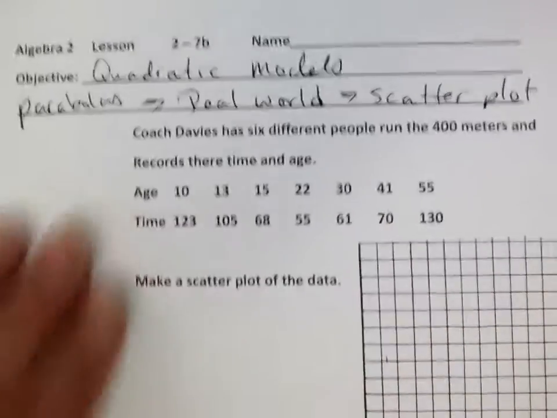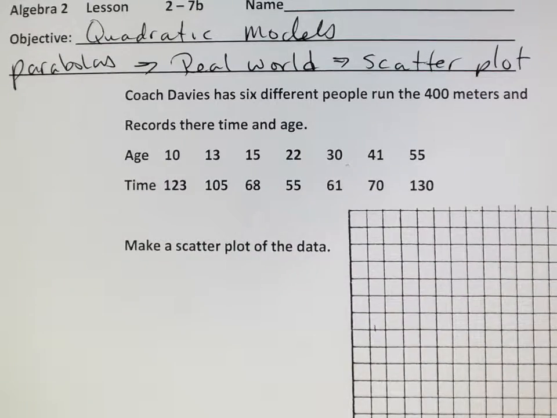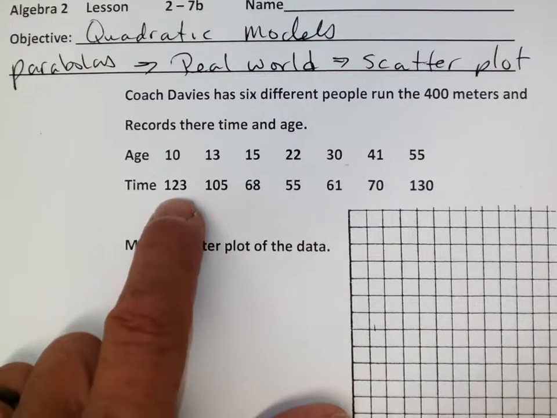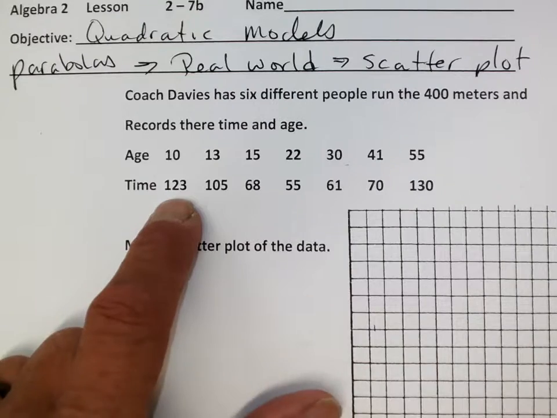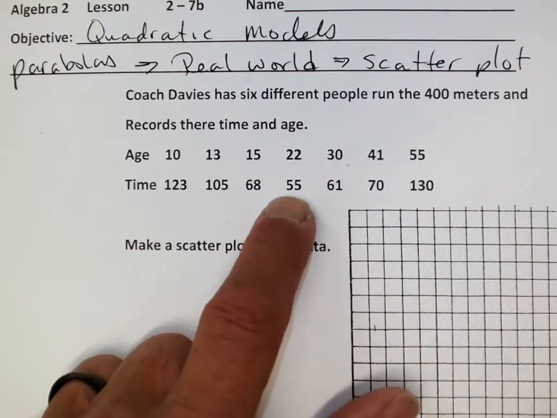I am a track coach, so here we go. Coach Davies has 6 different people that run the 400 meters, and here's their time and their age: a 10-year-old, a 13-year-old, 15-year-old, 22-year-old, a 30-year-old, a 41-year-old, and a 50. These times are in seconds. The 10-year-old went around the track and did it in 123 seconds, about 2 minutes. We got all the way down to the 22-year-old, and they ran about a 55.